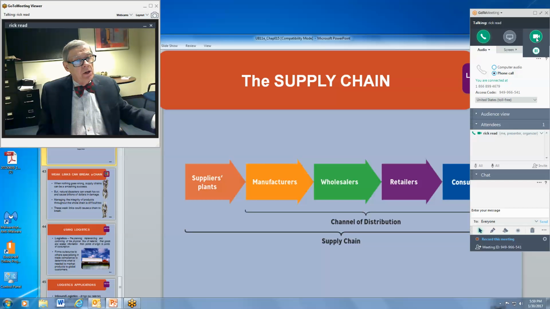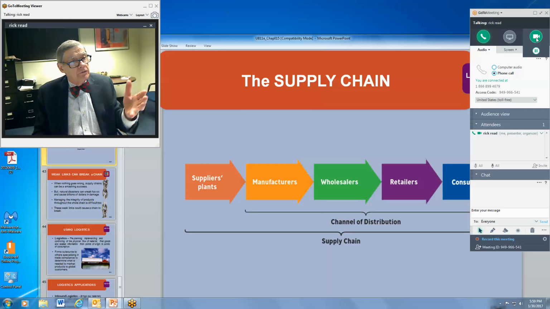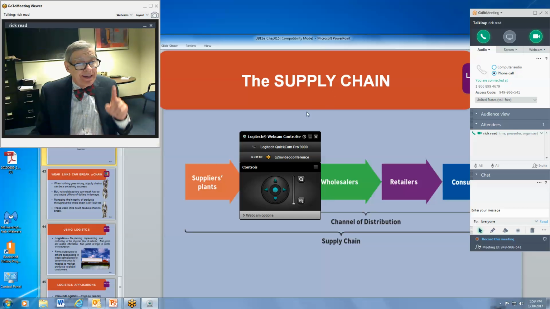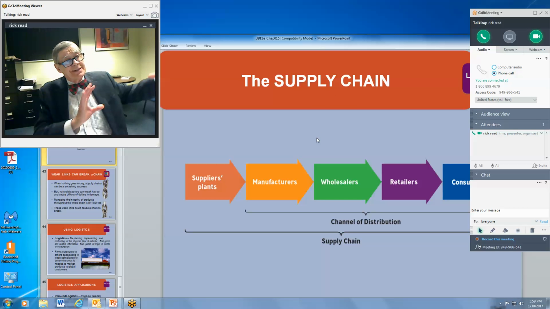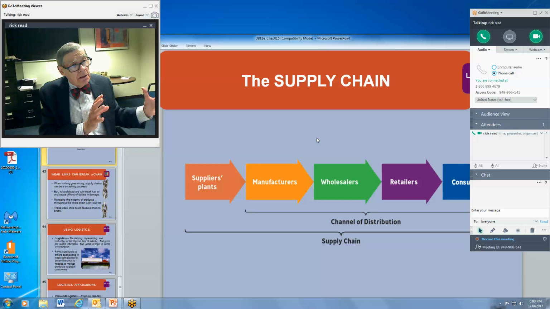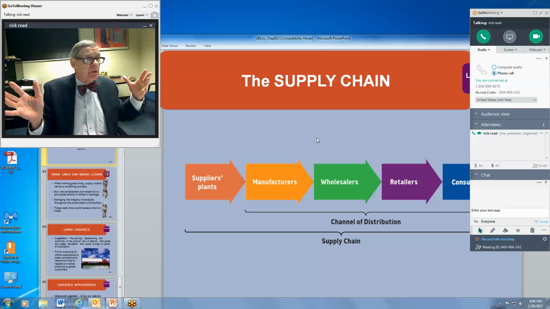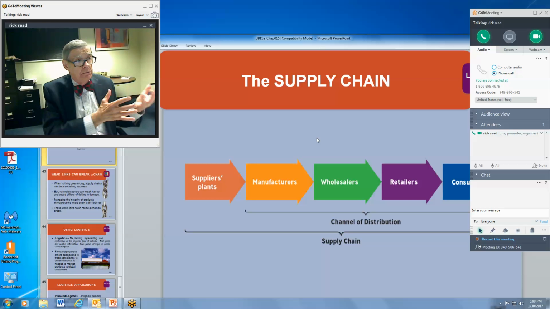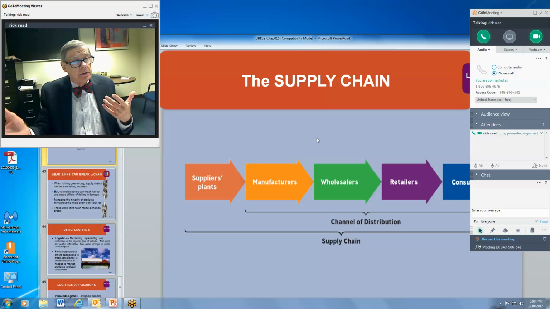Whereas a channel of distribution goes from the manufacturer to the consumer. So actually what you're doing is adding another step, another place in this distribution. That's the difference with the supply chain, because that's everything that's in the line to get the good or service from start to finish, or actually before start to finish. Suppliers' plants would be bringing in the raw material all the way to the consumer.